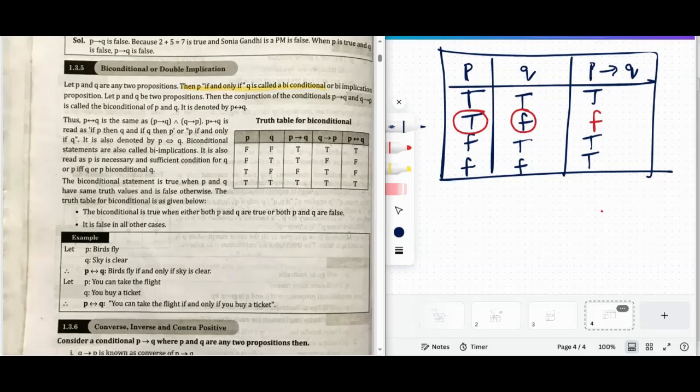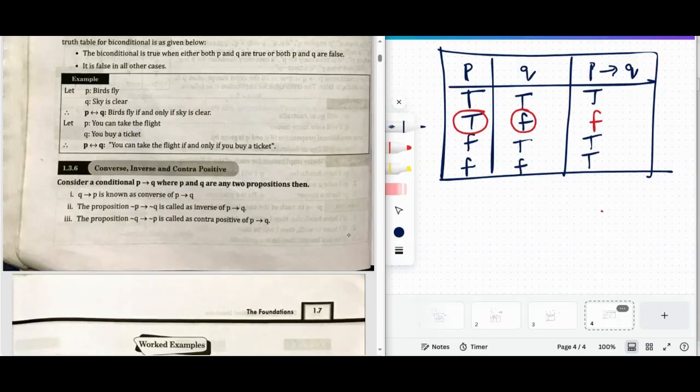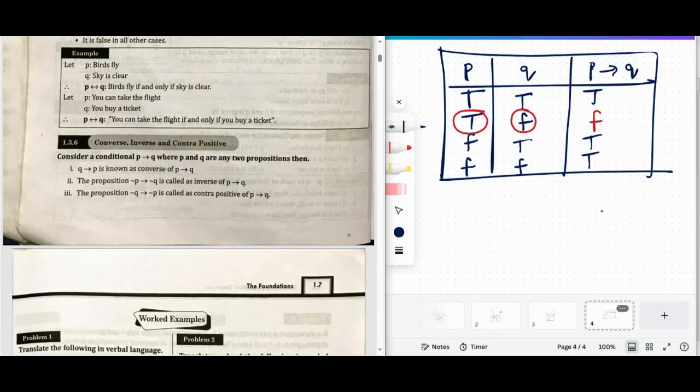How will it be represented? It is represented as a double arrow mark. For example, bird flies, sky is green. Here we write it in double implication: bird flies if and only if sky is green. The other one: you can take a flight if and only if you buy a ticket.